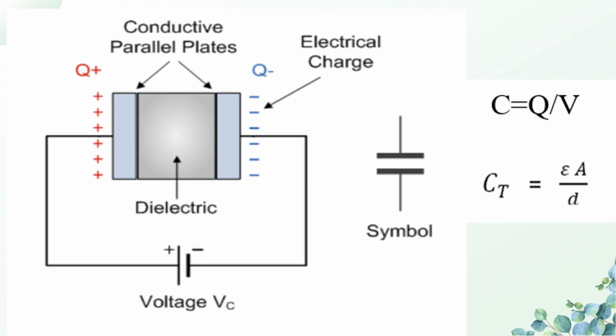So the general equation of capacitance is the ratio of charge per volt. Charge represents the amount of charge that is stored in the plate, that is Q, divided by the total voltage applied across the parallel plates of the capacitor, V. And according to the dimensions of the capacitor, we can write the capacitance as epsilon A by D, where epsilon is the dielectric constant of the material, A represents the area of the parallel plates and D represents the separation distance between the parallel plates.